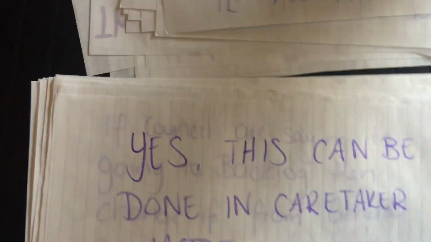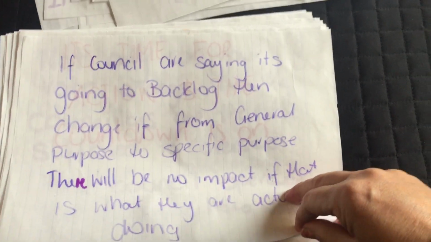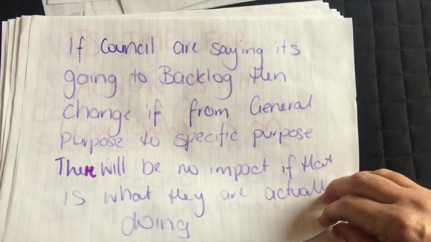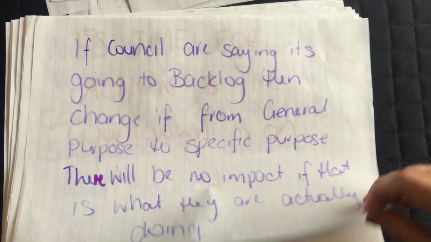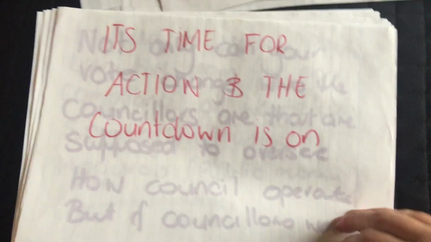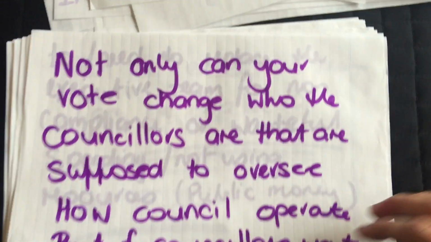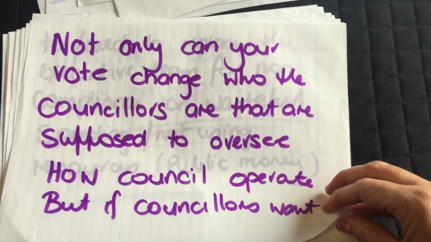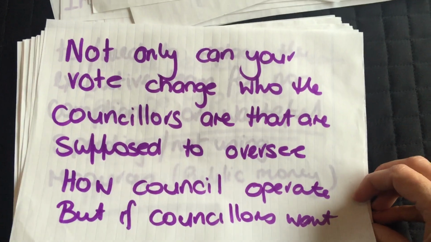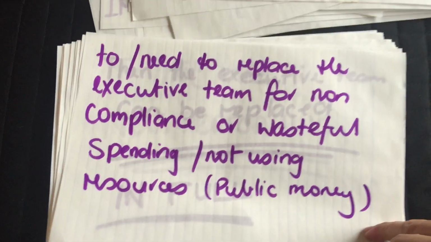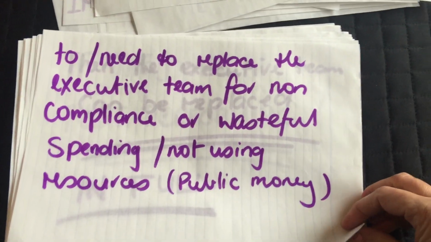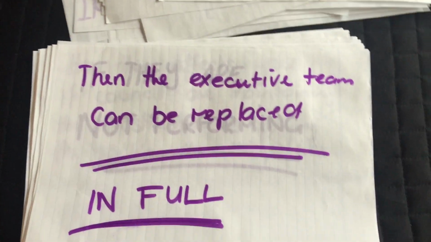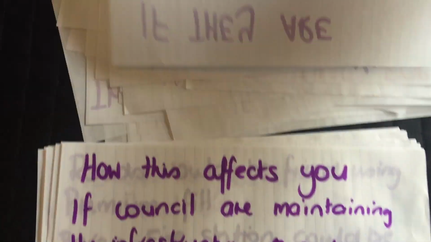Okay? Yes, this can be done in caretaker mode. If council are saying it's going to backlog, then change it from general purpose to specific purpose. There will be no impact if that is what they are actually doing. It's time for action, and the countdown is on. Not only can your vote change who the councillors are that are supposed to oversee how council operate, but if councillors need to replace the executive team for non-compliance or wasteful spending, not using resources, public money, then the executive team can be replaced in full if they are not performing.